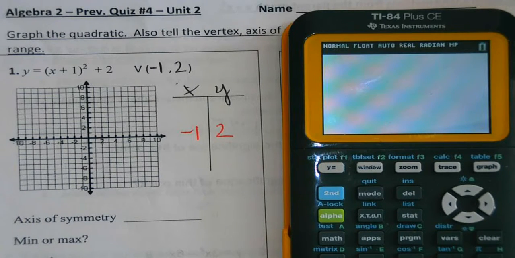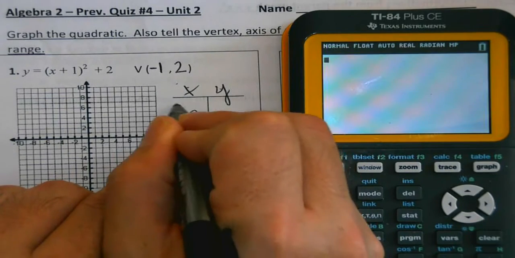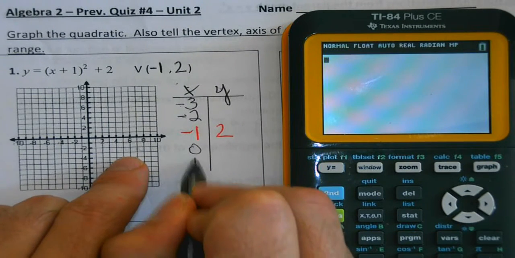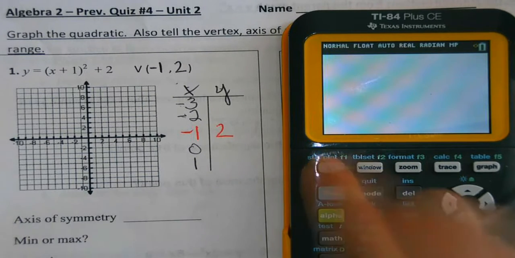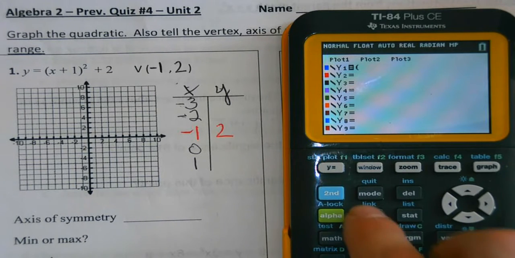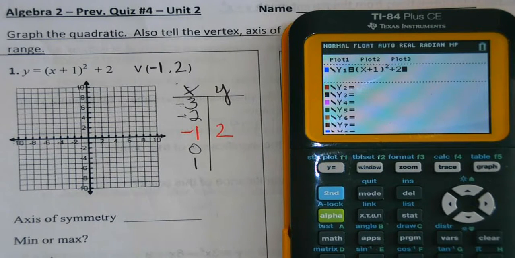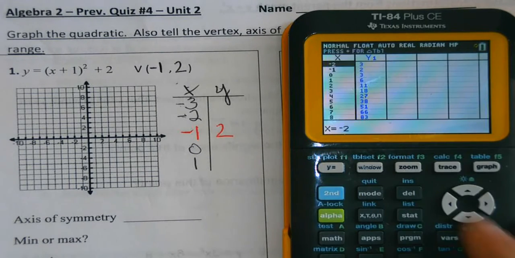Once we're to here, we've talked before about how we want two values that are less than what's at my vertex and two values that are greater. But to get those values, I don't necessarily have to just plug these in manually, especially when we're in class taking a quiz and have a calculator for access. So I can go ahead, get that typed in. And once I do, I'm going to look at the chart.